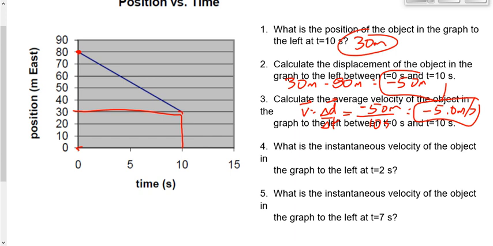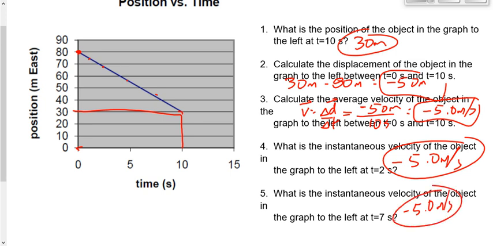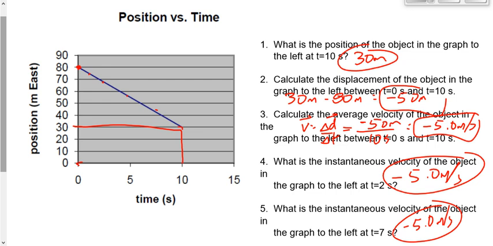What's the instantaneous velocity at 2 seconds? Is it a straight line? Is it constant velocity? If it's constant velocity and the average is -5, then what's it going to be right here? -5. Right here? -5. It's going to be -5 meters per second everywhere. What's it going to be at 7 seconds? -5 meters per second. Is that okay? Making some sense here?